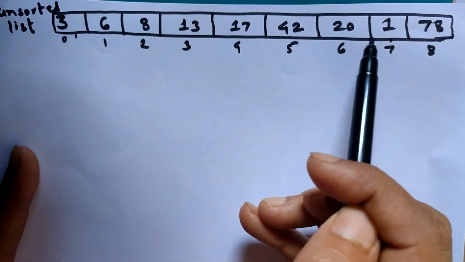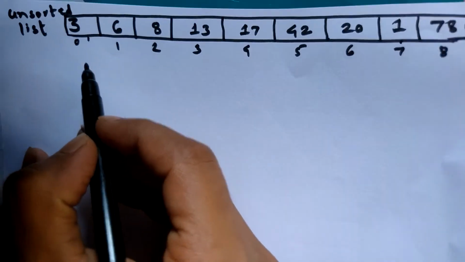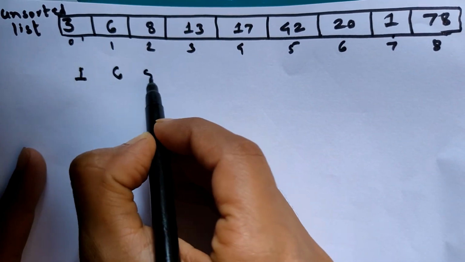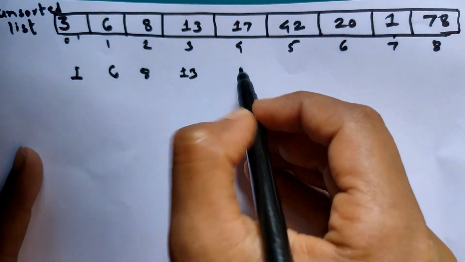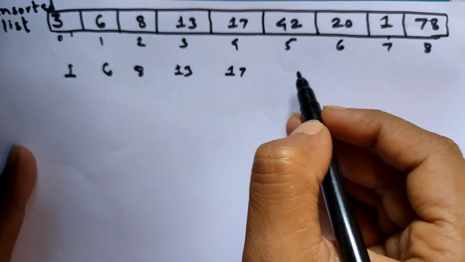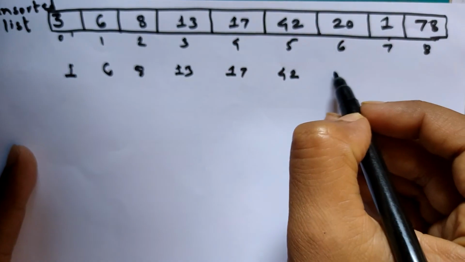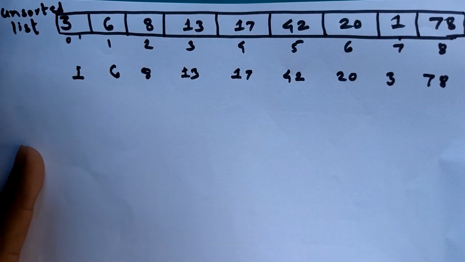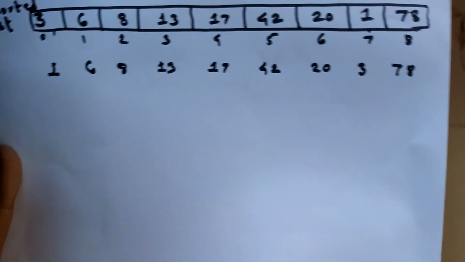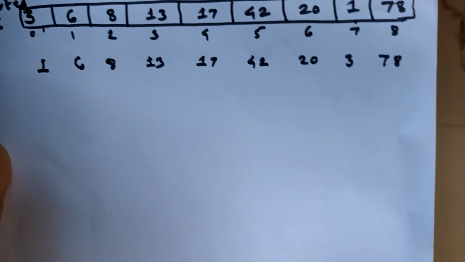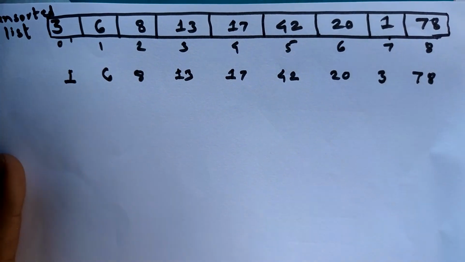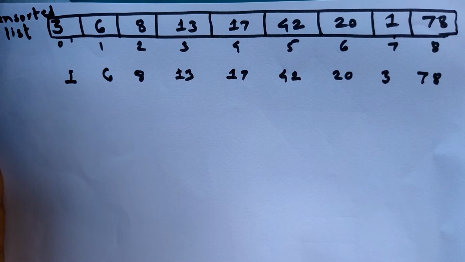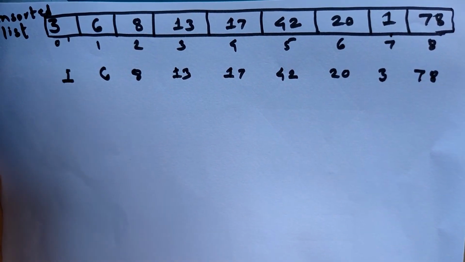1. Okay, so replace it with each other. The first is 1, then 6, then 8, then 13, then 17, 42, 20, 3 and 78. My handwriting is not that good, but you can still understand it. Okay, so the first thing is complete. We have replaced 1 with 3.